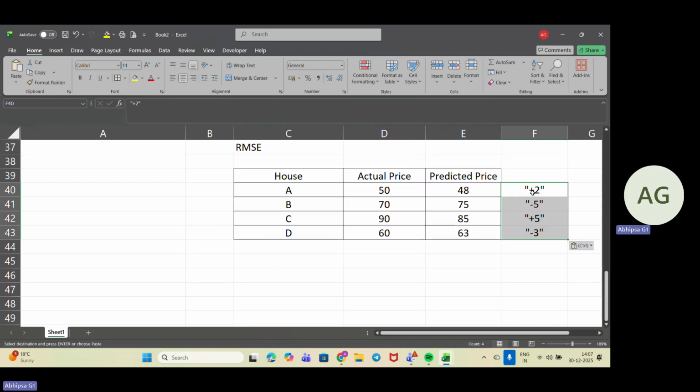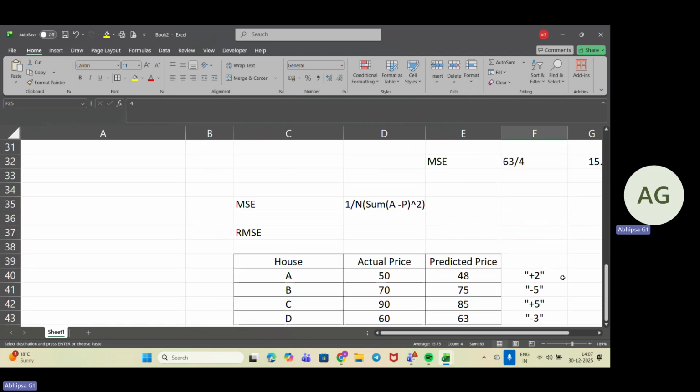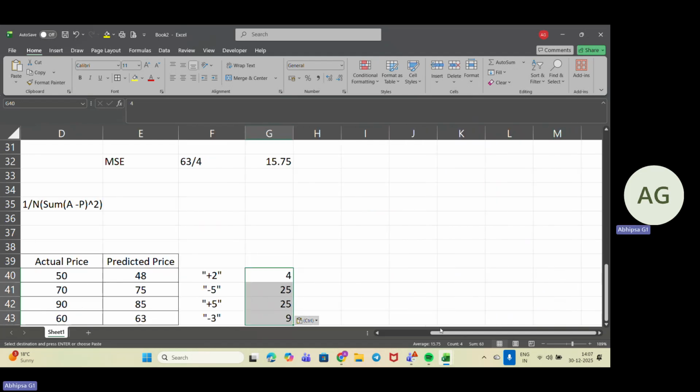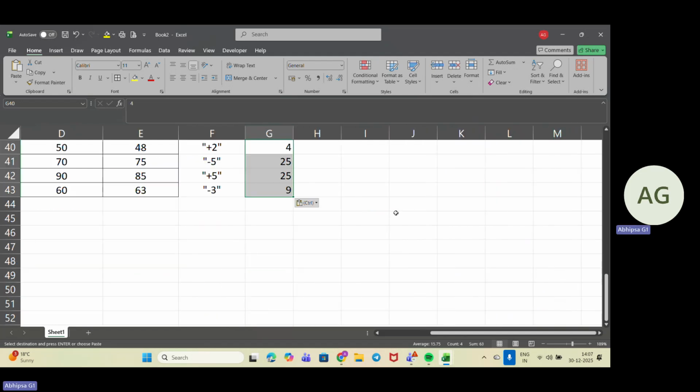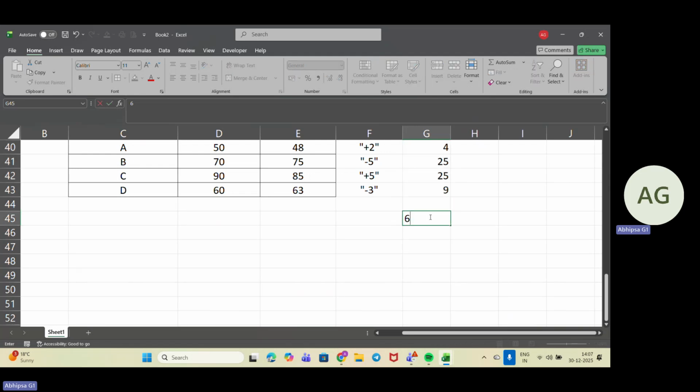Okay. So this is the error. Now we need to square it up. If we are squaring it up, then we have got the value like this. Now we need to find the mean. So of course, for this, the value is coming out as 63 and we have to divide it by 4. So the value is coming up as 15.75.